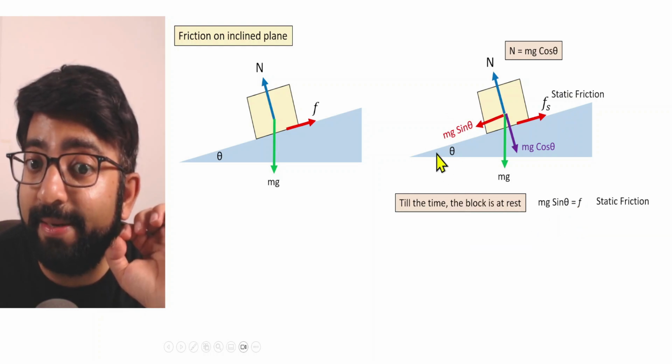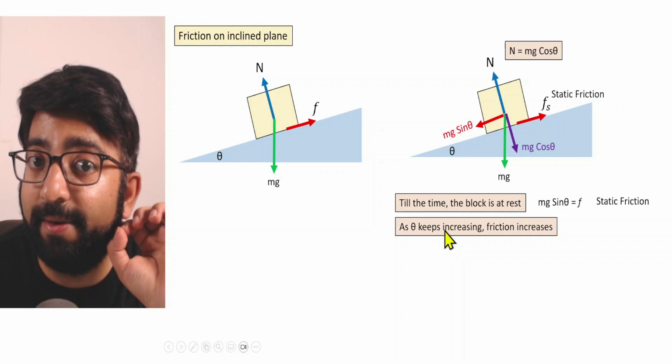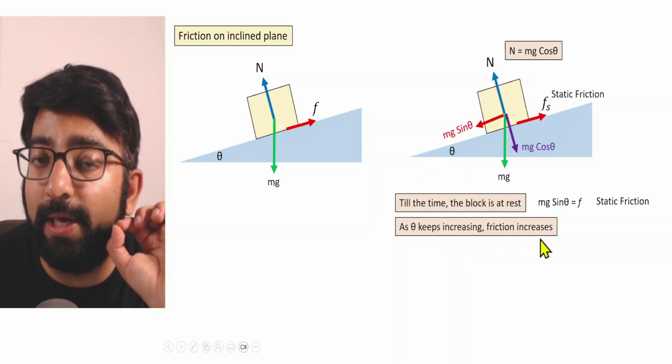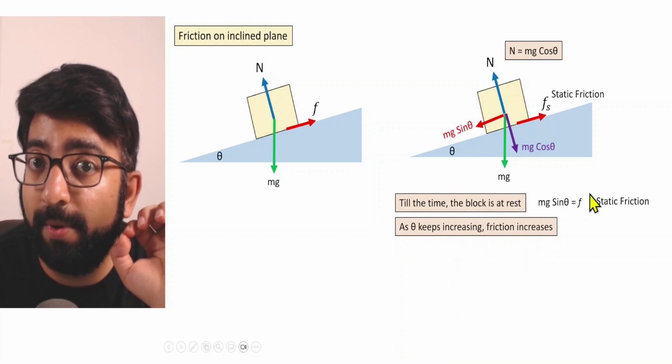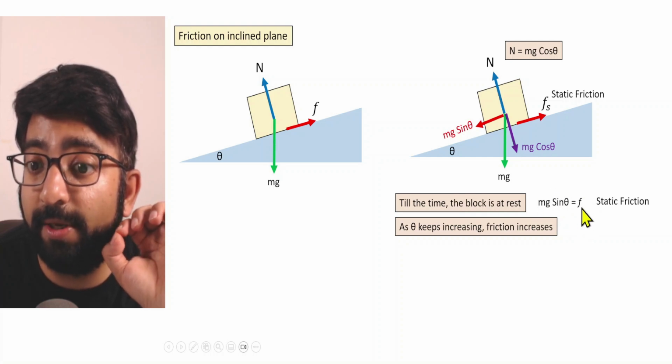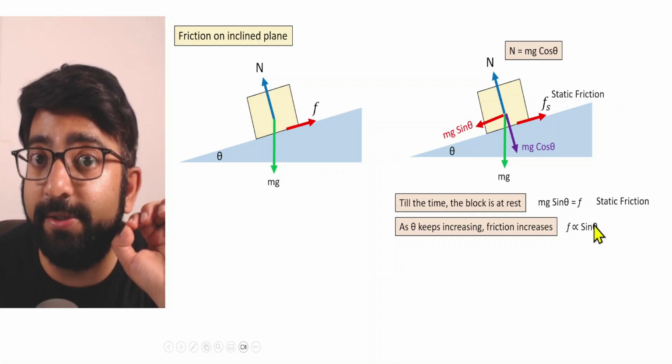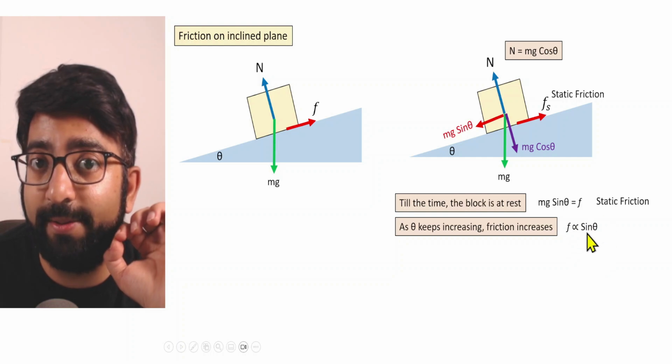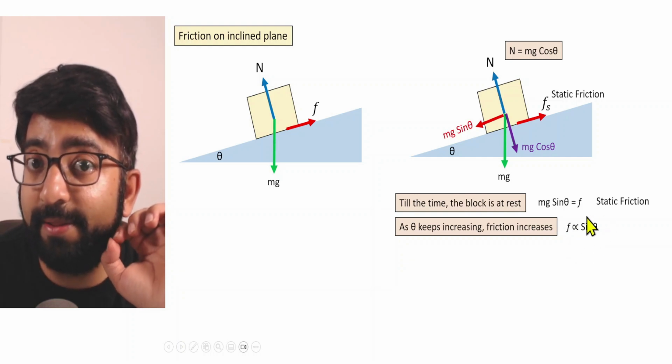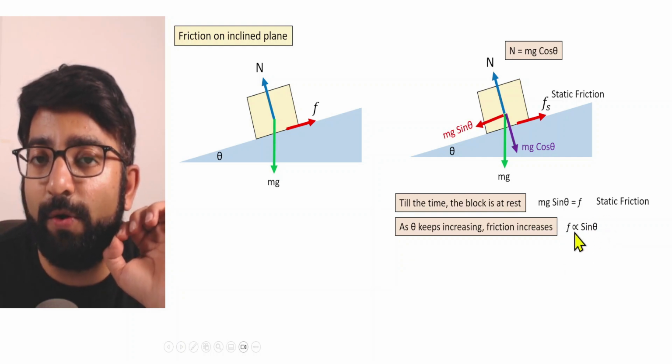Now, if you keep increasing this angle theta, as theta keeps on increasing, friction will keep on increasing. And why is that happening? Because friction is mg sine theta. Friction depends on theta. Friction is directly proportional to sine theta. So if theta increases, sine theta will increase and hence friction will also increase.